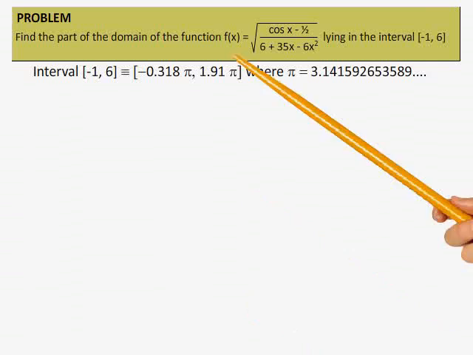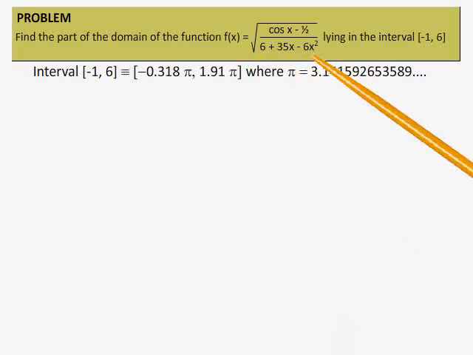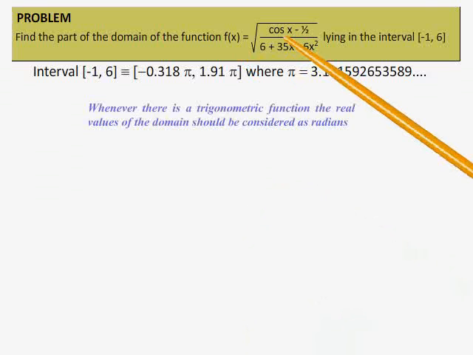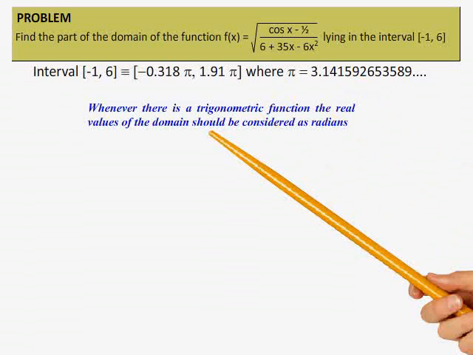Now look at the function carefully. The function has trigonometric function cos x. Whenever there is a trigonometric function, we should keep in mind that the domain of the function will have real numbers, as is the case for all real valued functions. But the real numbers should be considered as radians.